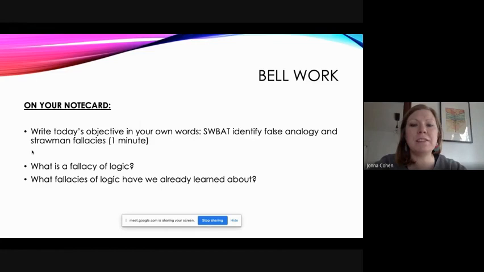All right, you guys, so please make sure that it says false analogy and straw man. These are two more fallacies of logic we're going to learn about today. So you're going to have two minutes to answer the following two questions. First of all, what is a fallacy of logic? Your sentence starter is, a fallacy of logic is. And what fallacies of logic have we already learned about? We have already learned about... Pause the video. You have two minutes to complete this. Go.